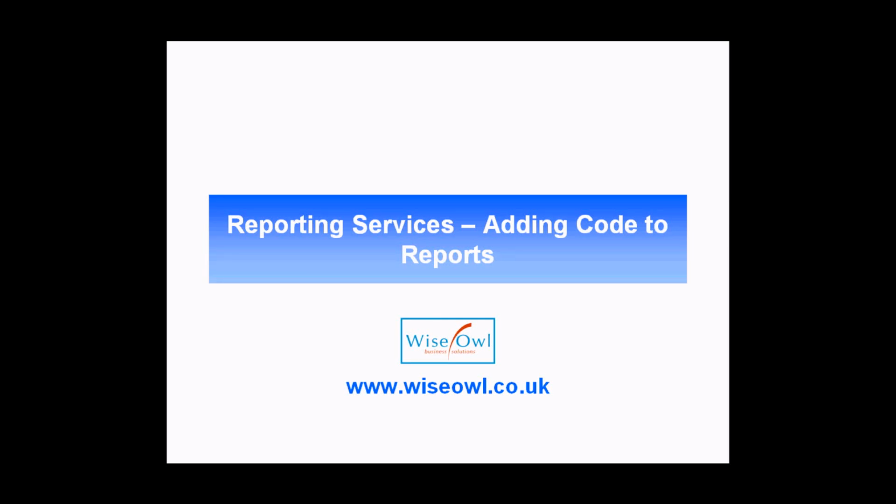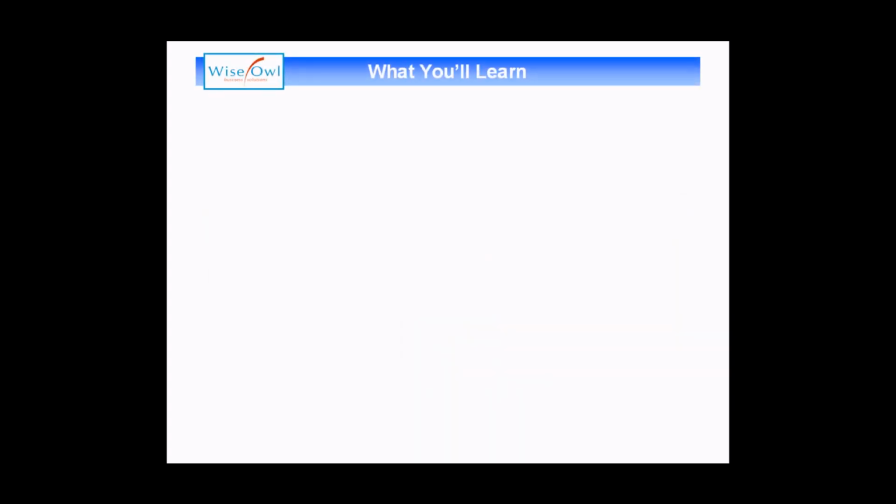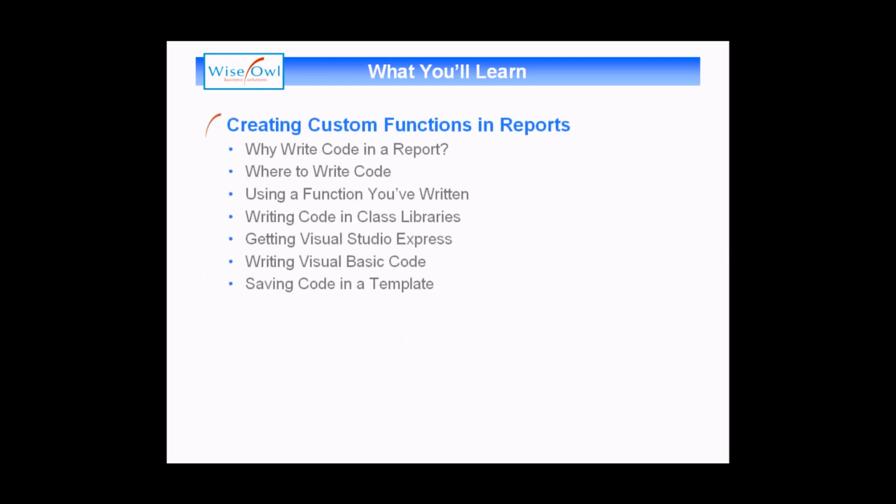In this video we're going to explain how you can add code to reports in SQL Server Reporting Services. So the video is all about how you can write custom functions in a report in your report project. We'll start with an explanation of why you might want to do that in the first place, and then show you where you can go to write the code and give you a quick example of a very basic Visual Basic function that you could write.